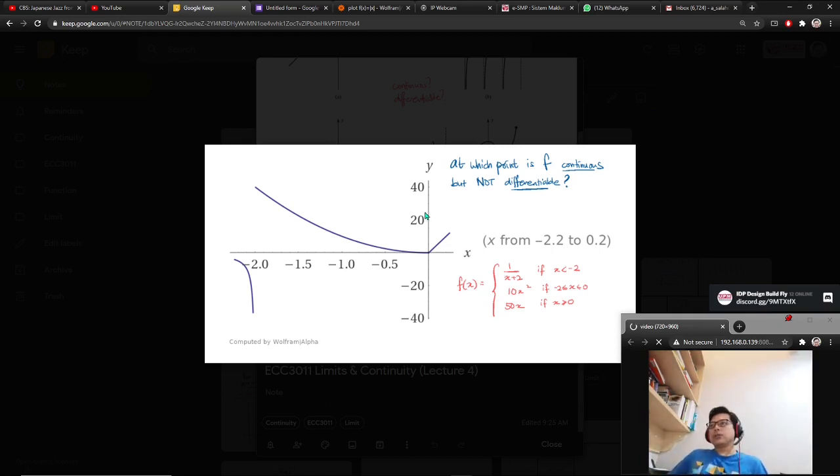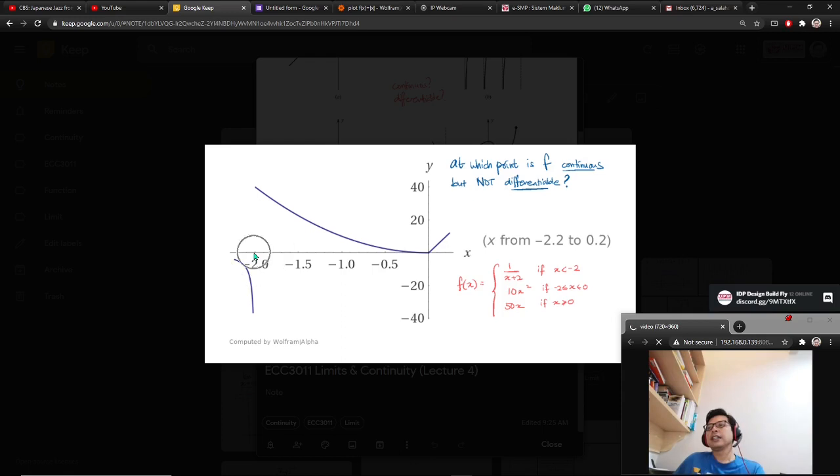Let me know. Yes. Correct. So the point here is continuous, but it's not differentiable. At which point is f not continuous and not differentiable? x equals -2. It's not continuous, and it's not differentiable.